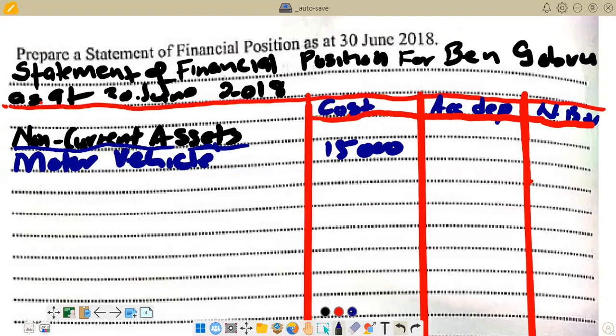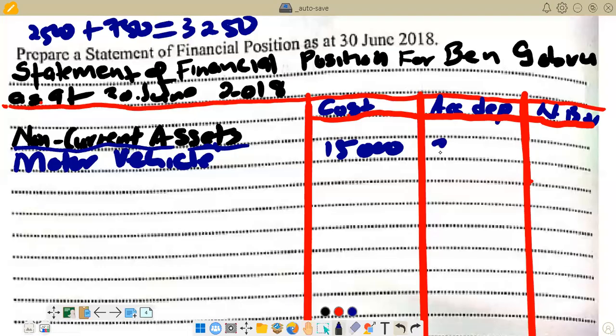2,500. So what we are saying is that what we had in the list of balances plus what we got for the year gives the accumulated depreciation. So if you add the two there, you get 2,500 plus 750, you get 3,250. So you're going to put your 3,250 in this column. And then for net book value, you are saying cost minus accumulated depreciation. So 15,000 minus 3,250, then you get 11,750. So here we have 11,750.